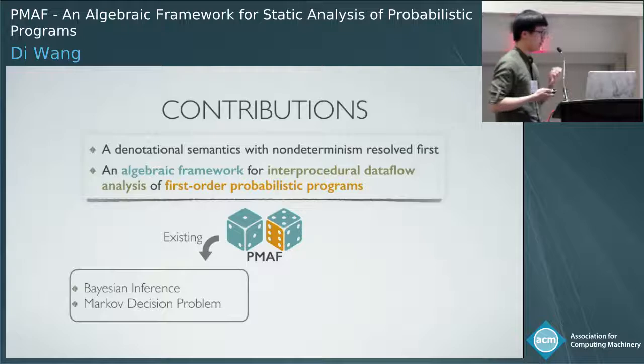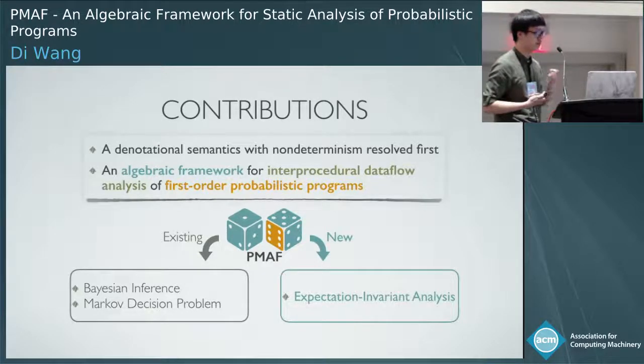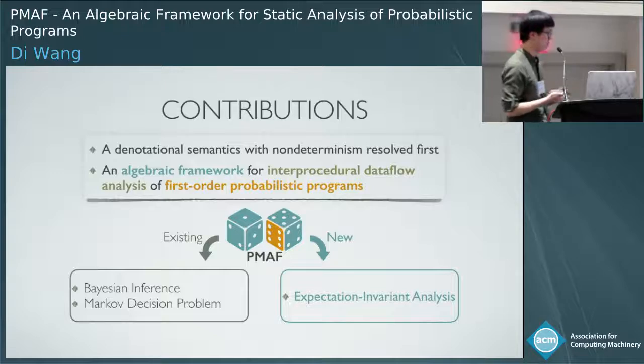We also try to evaluate our framework. We reformulate two existing analyses, such as the Bayesian inference, as I just mentioned in the example, as well as the Markov decision problem. We also use that to develop a new analysis domain called expectation-invariant analysis.